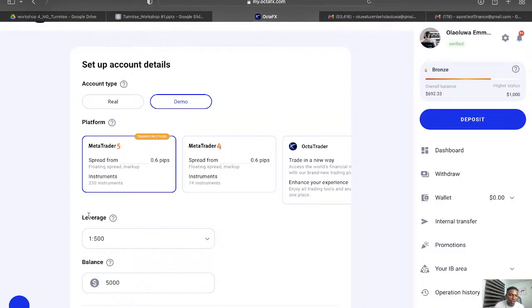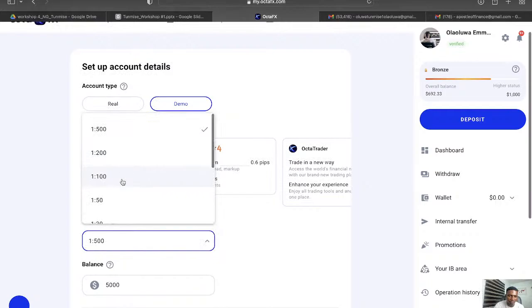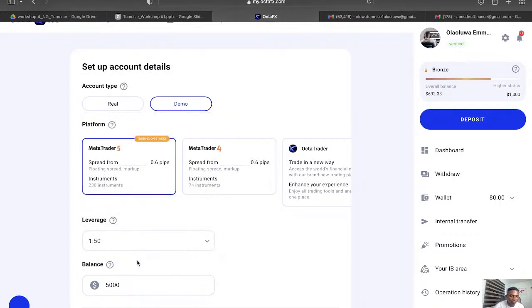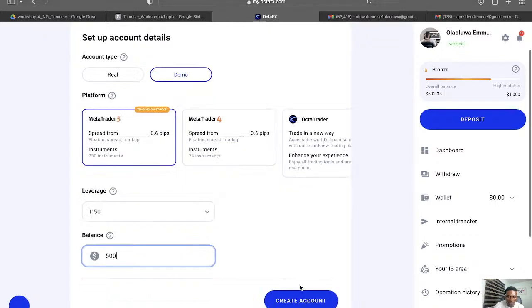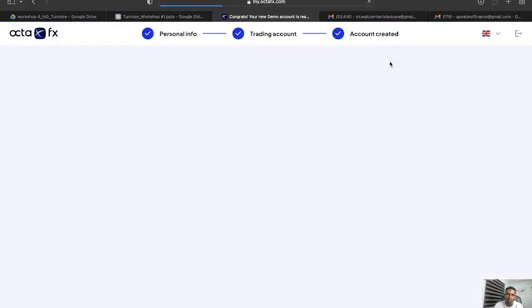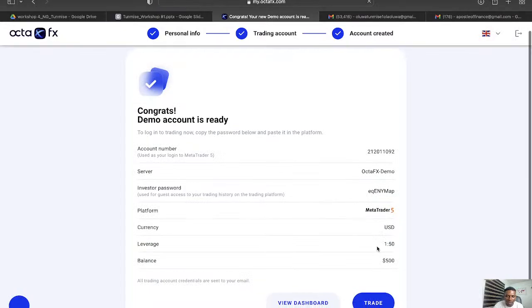You set your leverage here, say 1:50, and then you come here to deposit $500, and you create your account. So your account has been created. Can you see that? The important information you need here is your account name, and likewise your password.